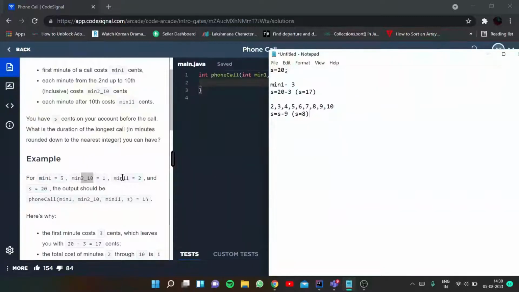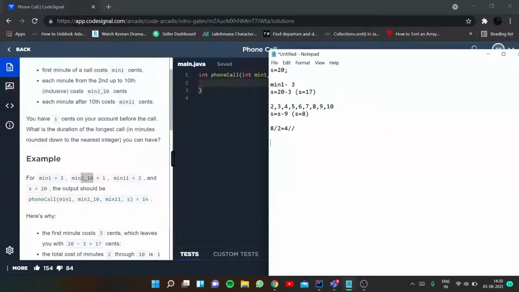From the 11th minute, each minute costs 2 cents. So we have 8 as balance, and we divide that by the cost per minute, which is 2. So we can make 4 more minutes.